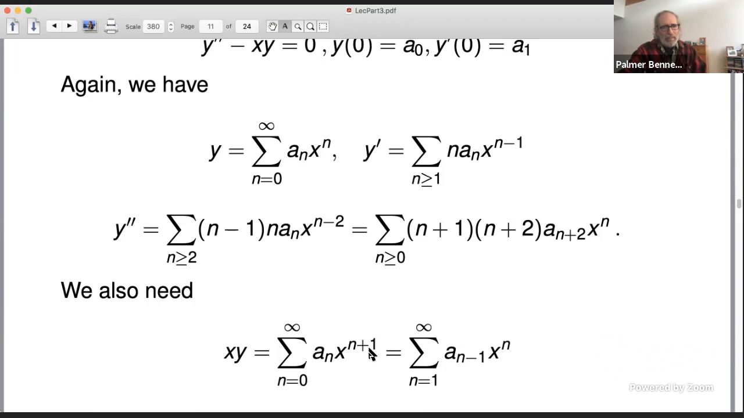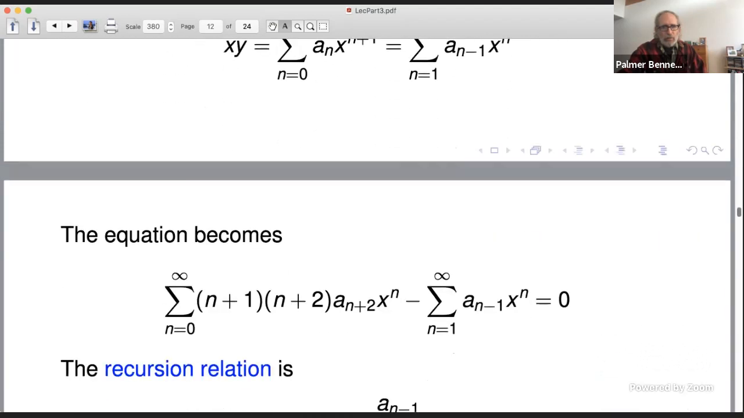We want it to be n, so we basically subtract 1 from all the n's. Okay. And again, we should check when n is equal to 0, we get a naught x to the first here. And when n is equal to 1, we'll get a naught x to the first here. Okay, so this is xy. We're going to represent it that way. And then we just take these two expressions and plug those into the equation.